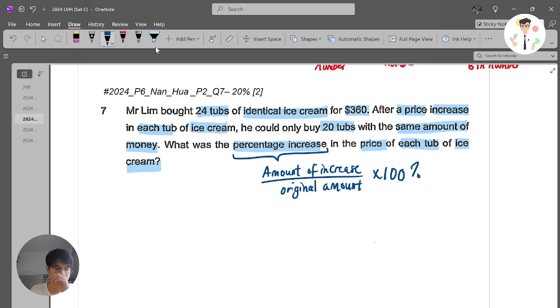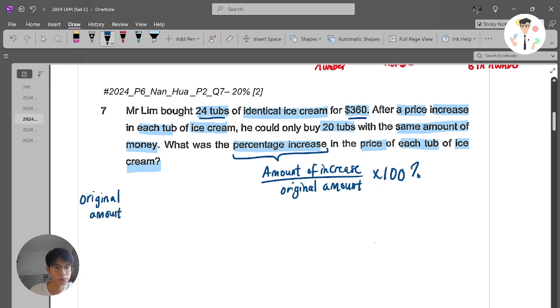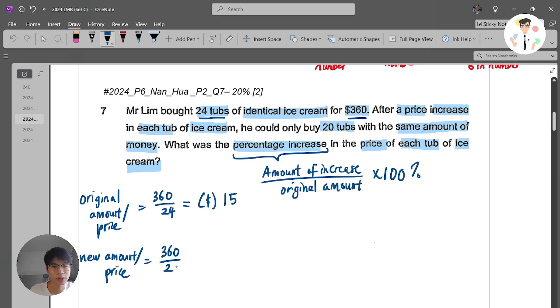Now, let's look at this question. I have 24 tubes for $360, which means the original price is 360 divided by 24. If you press your calculator, you should get the price as $15. But now you can only buy 20 tubes, which means the new price is 360 divided by 20. And that is $18.